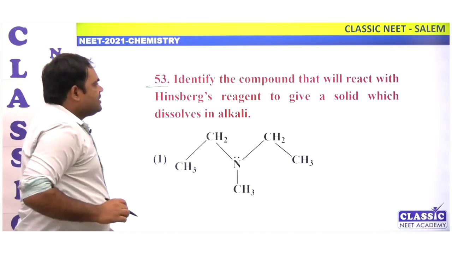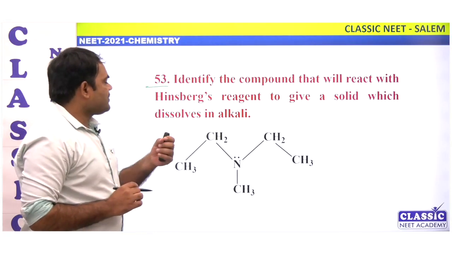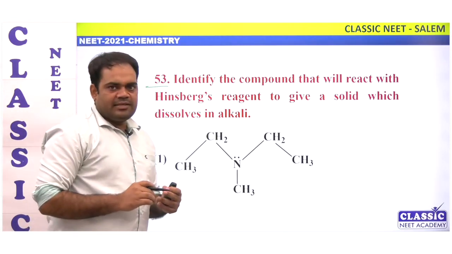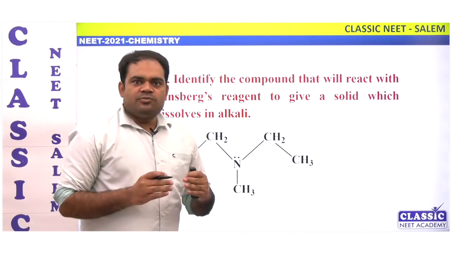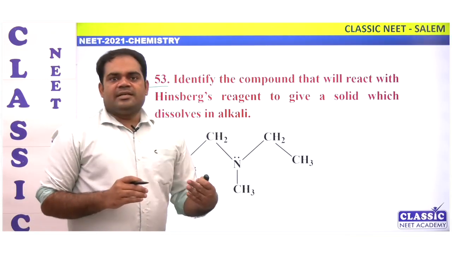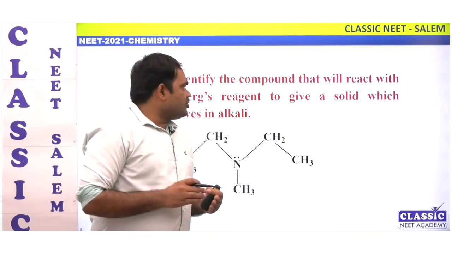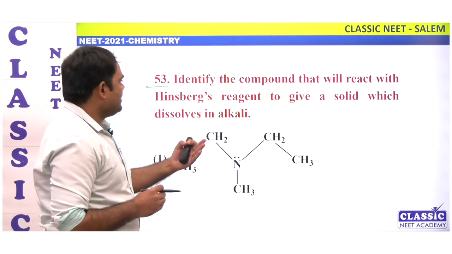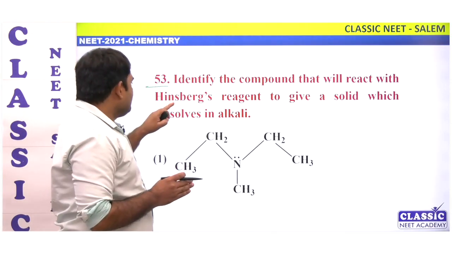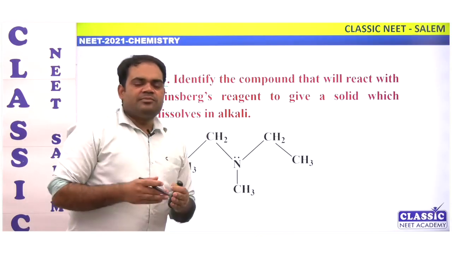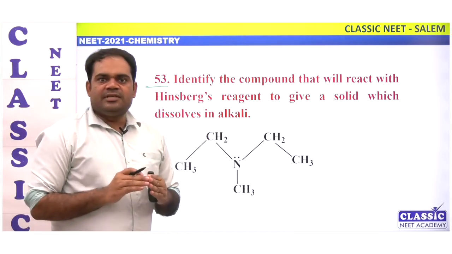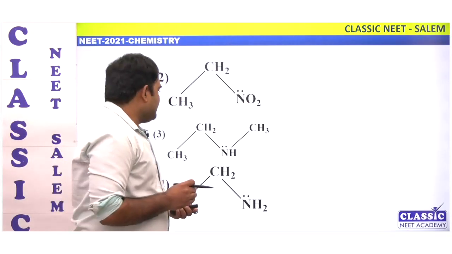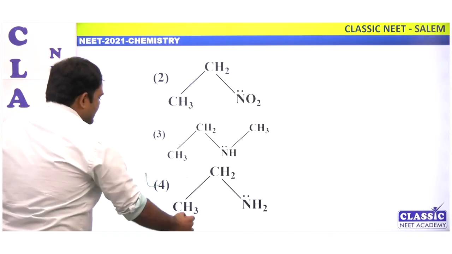In question number 53, it is given: identify the compound that will react with Hinsberg reagent to give a solid which dissolves in alkali. So look, Hinsberg reagent is used to distinguish primary, secondary and tertiary amines. The primary amine reacts with the Hinsberg reagent and makes a precipitate, and that precipitate will dissolve in sodium hydroxide. So we have to check which one is the primary amine. The fourth one is the correct answer.